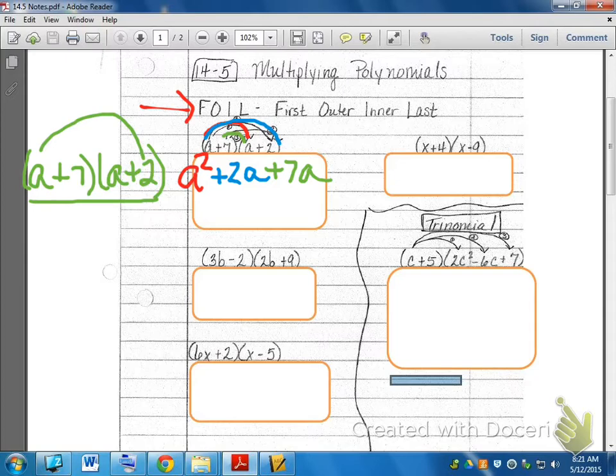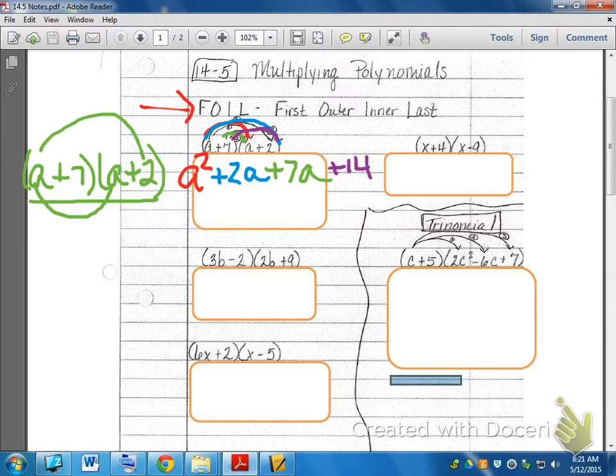That was the first term in each one. The first ones, the a and the a. The first two, a and a, squared. Outer, the ones on the outsides, the a and the 2, 2a. Inner, the ones on the insides, 7 and a. And then finally, the last one in each, which would be the 7 and the 2. So 7 times 2, 14.